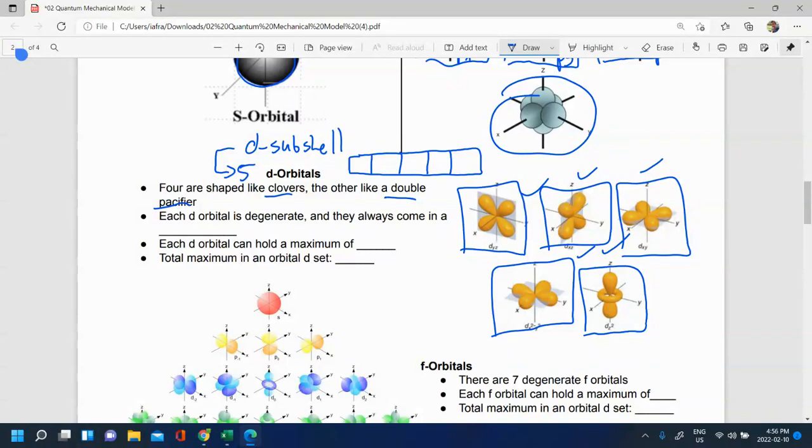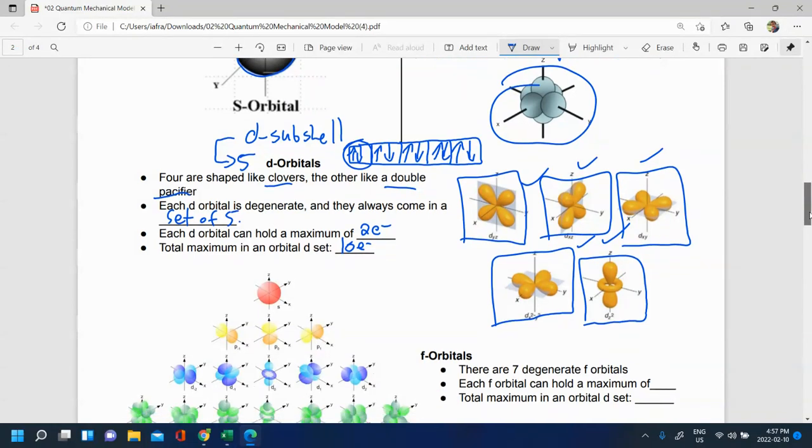Just like the p orbitals, each d orbital in the d subshell is degenerate, but they always come in a set of 5 instead of 3. And each of the orbitals, each of the boxes, can hold a maximum of 2 electrons. And if there are 5 boxes, that means you can hold 10 electrons max in the d subshell. And I'm just going to draw in those electrons as my arrows here, 1 up, 1 down, 1 up, 1 down, 1 up, 1 down, 1 up, 1 down. So that is a d subshell with 5 d orbitals. And that's the next one in energy. It's higher in energy than the p.